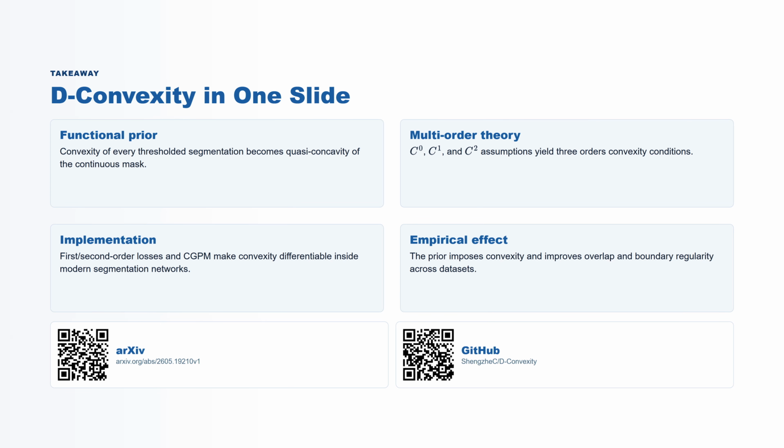To summarize, D-Convexity turns convex segmentation into quasi-concavity of the continuous mask function. This gives us three levels of theory: zero-order, first-order, and second-order conditions. It also unifies several previous convex shape priors under one framework. Most importantly, the resulting losses and CGPM module are differentiable and practical for modern neural segmentation networks.